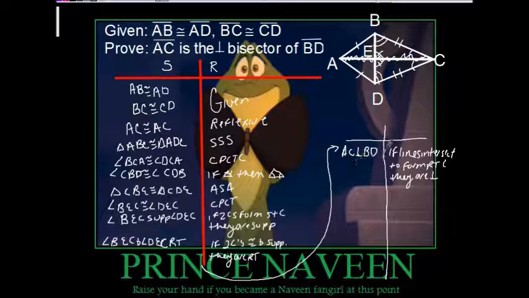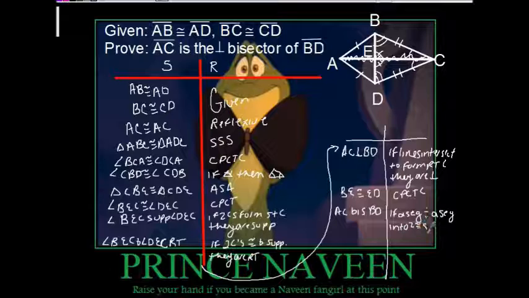Next CPCTC I'm going to show is going to be that BE is congruent to ED by CPCTC. My next step is to show that I have the bisector. I'm going to say that AC bisects BD. If a segment divides a segment into two congruent segments, it bisects.